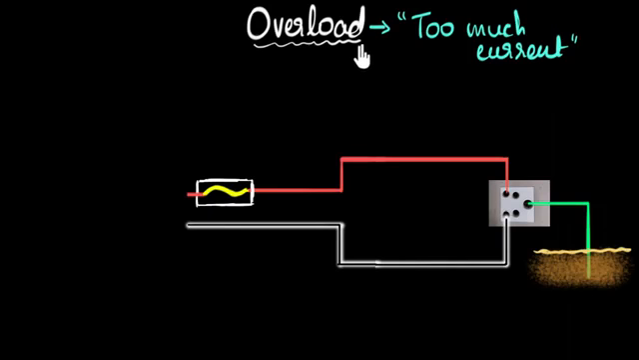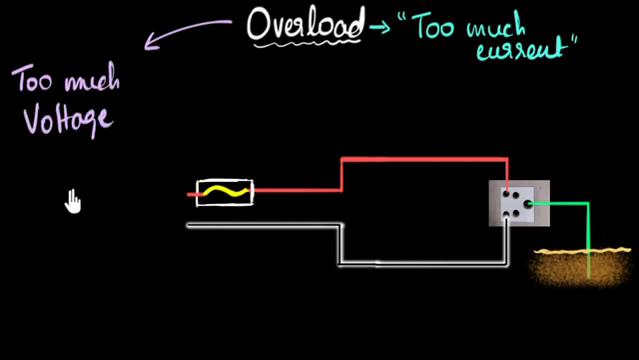Okay, so we understood what overload is, but the question could be, what causes this overload, right? What causes too much current to flow in our circuit? Well, there could be multiple reasons for that. One of the reasons that causes too much current is basically too much voltage. Too much voltage. What does that mean?